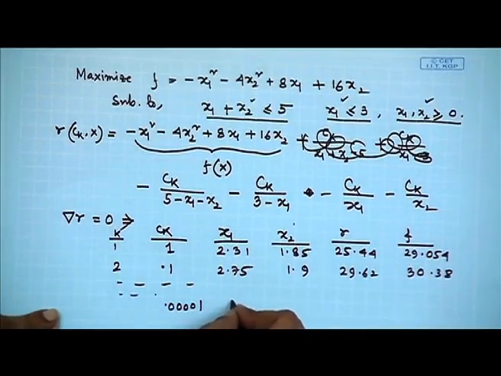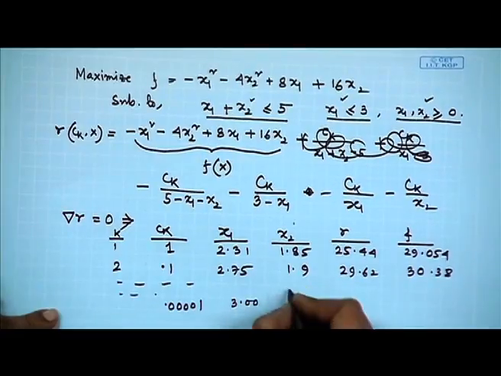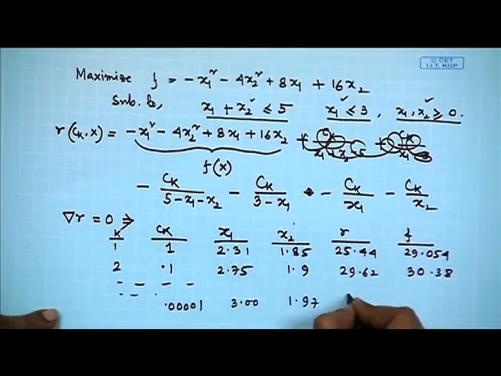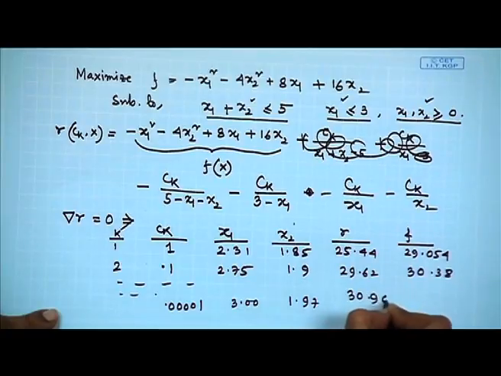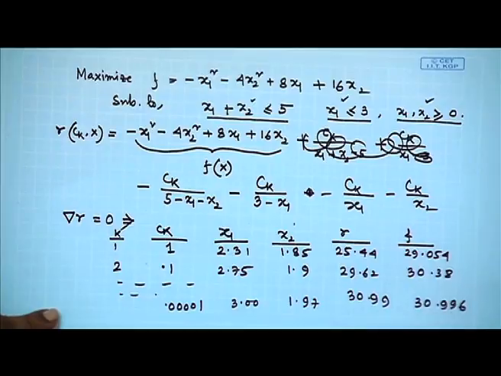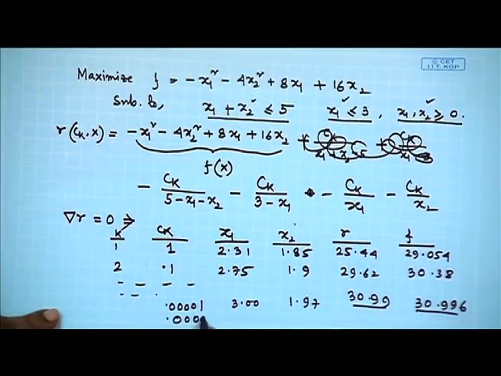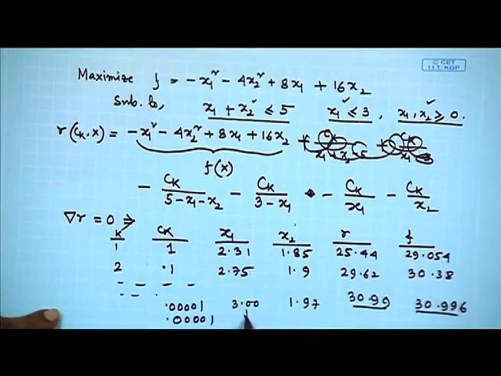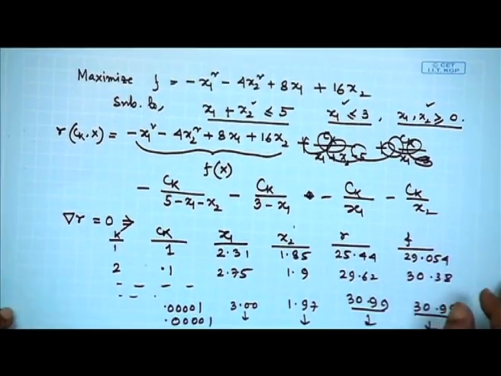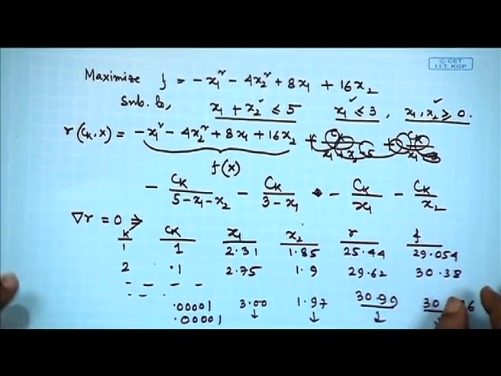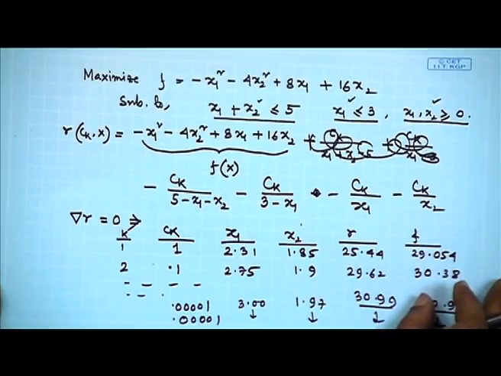3.00, 1.97, 30.99 and 30.996. You see, both the values are almost the same. If we extend it further, just try it, it will converge here. This way we can solve the problem with the interior penalty function method.